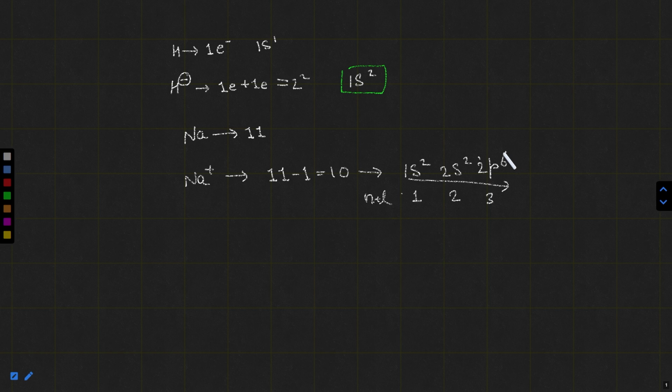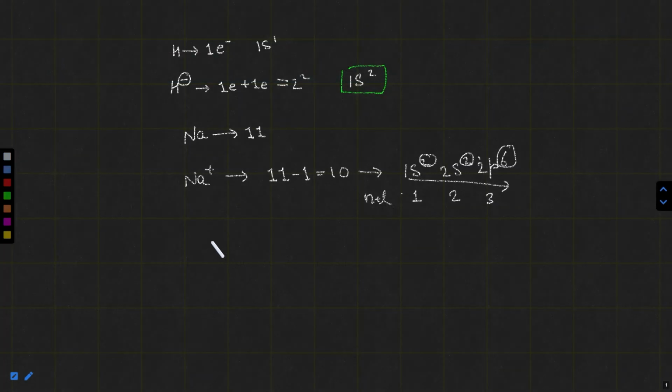Clear? Now an s subshell can have 2 electrons at maximum, so it will acquire 2 electrons. Similarly, this is also an s subshell, so it will also acquire 2 electrons at maximum. A p subshell can acquire 6 electrons, so it will have 6 electrons. So there are a total of 10, 6 plus 2 plus 2, that is 10. So this will be the electronic configuration: 1s2, 2s2, 2p6.